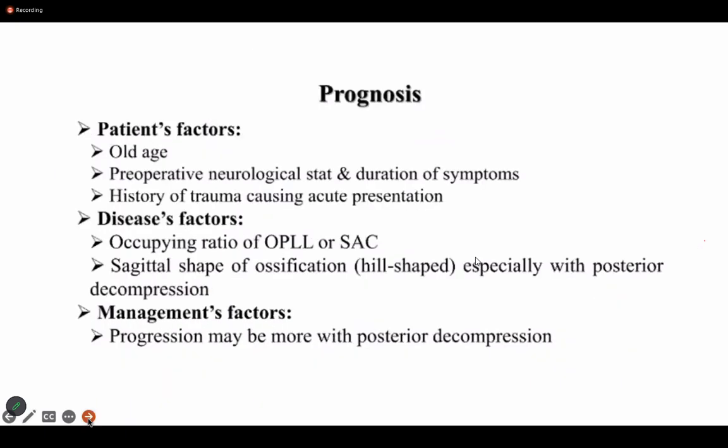Some prognostic factors: first is the patient factor, including the patient's preoperative neurological status, clinical history, and trauma. The disease factor is the occupying ratio or associated ossification, for example huge shapes, which is a very weak point for posterior decompression. And the last is the management factor. Progression may be more with posterior decompression.